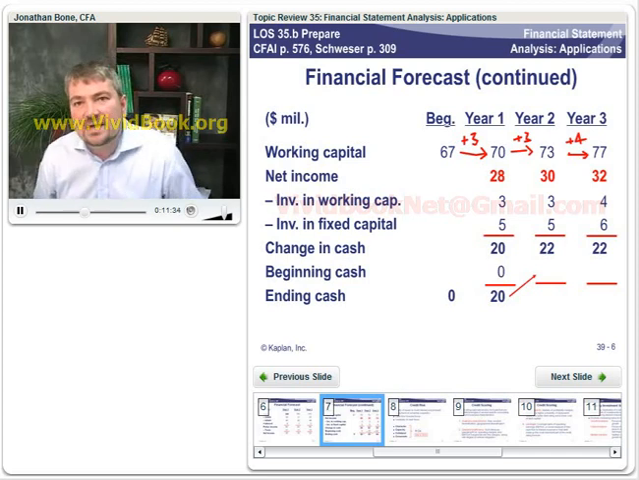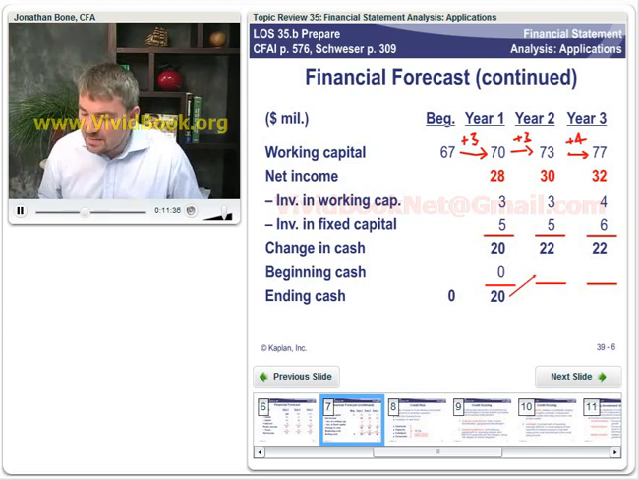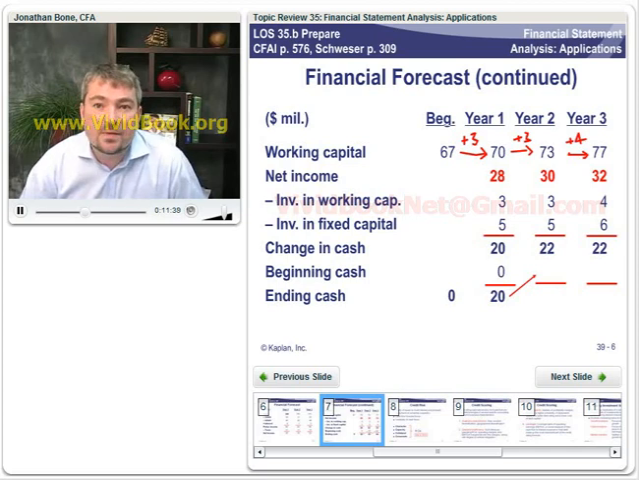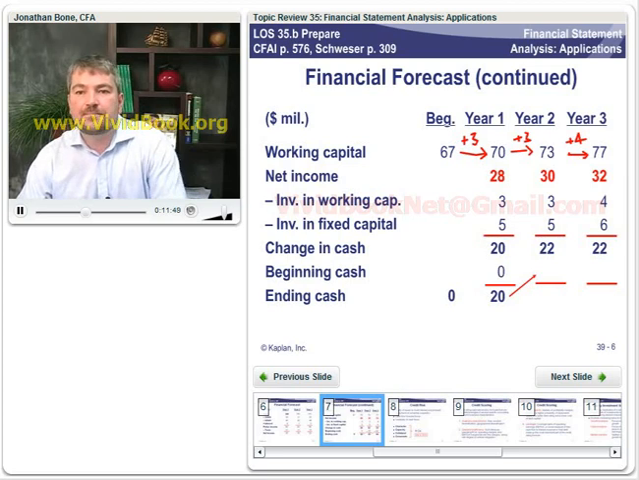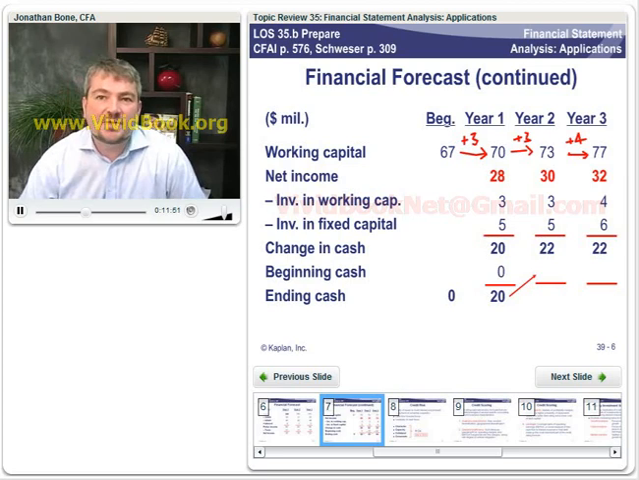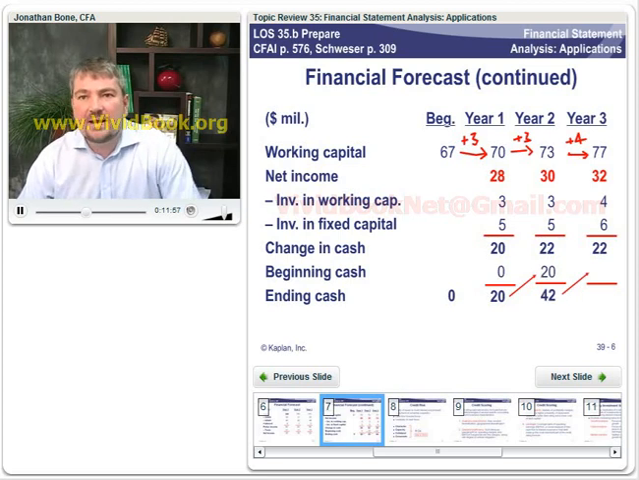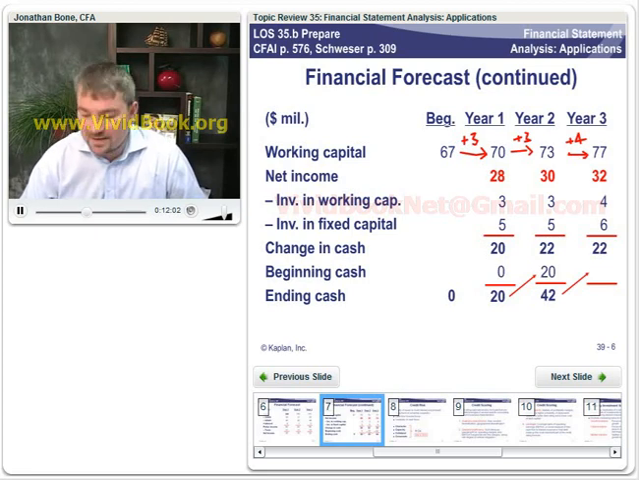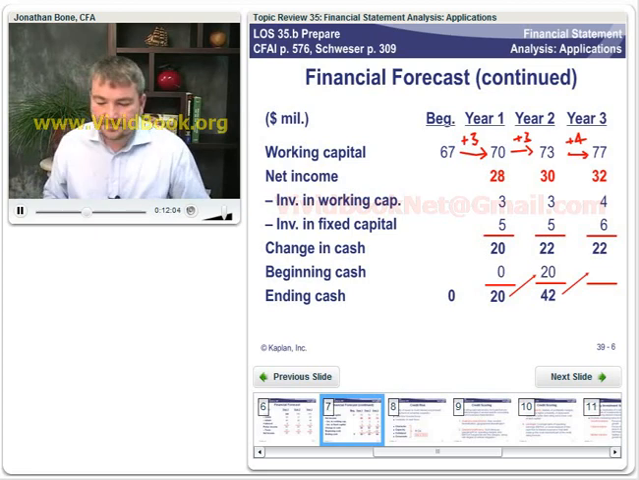Of course, our ending cash for year 1 is the beginning cash for year 2. So we're going to start with 20 for year 2, and remember, the interest income that we saw on the previous slide is going to be 5% of that beginning cash. So 5% of 20 gives us 1, which is why we saw interest receivable of 1 on the previous slide. So in year 2, we've got 20 beginning cash, add the change in cash of 22, giving us closing cash of 42. And then in year 3, 42 plus 22 gives us a closing cash figure of 64.